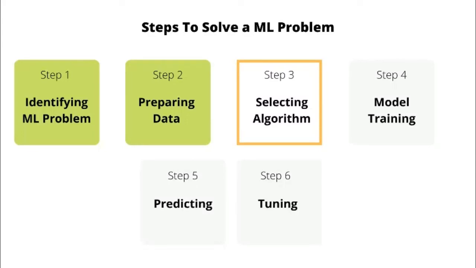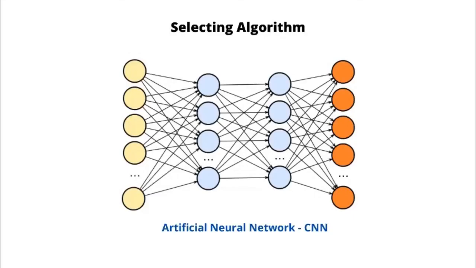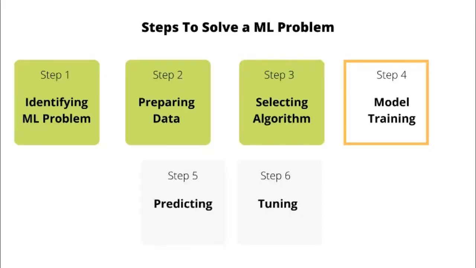Now we are on step 3 of the ML workflow, that is selection of the algorithm. For our classification problem, we are going to use artificial neural network which works best on unstructured data like images. Later in the course, we should be looking at how to select algorithms. Okay, algorithm done. Moving on to model training.